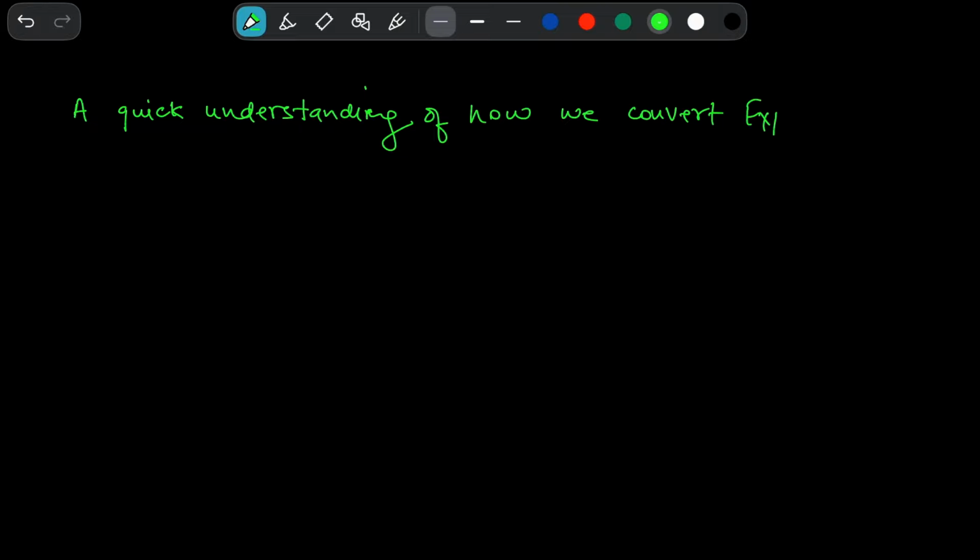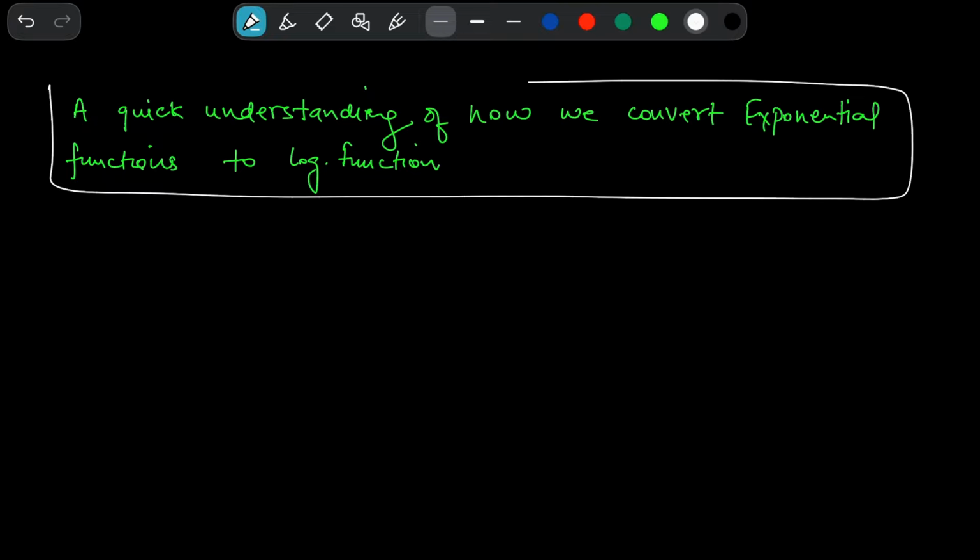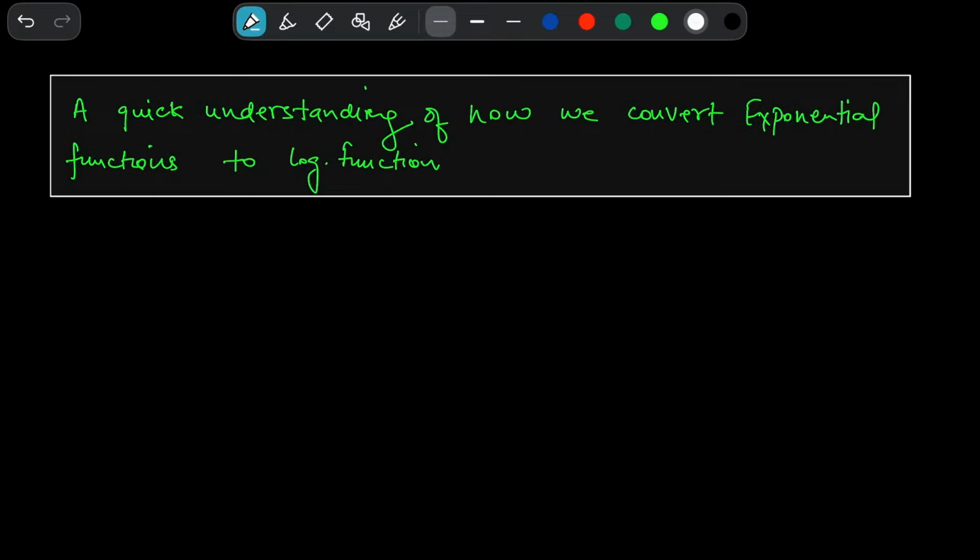A quick understanding of how we convert exponential functions to logarithmic functions. This is the heading for this particular topic.